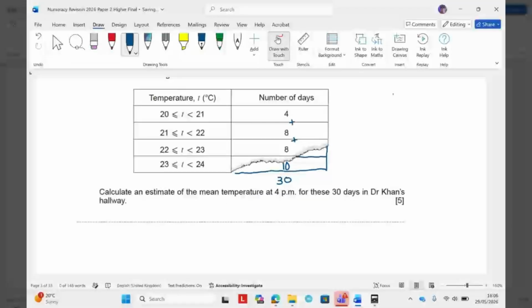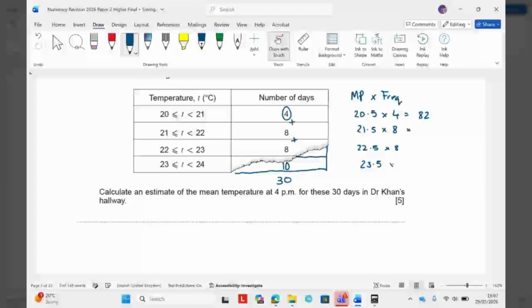An estimate for the mean would be you're going to do the midpoint times the frequency. So the first 4 days on average, let's say, were 20.5 times 4. That's 82. Correct me if I'm wrong. In your work, correct me if I make mistakes without using my calculator. 21.5 times 8, 22.5 times 8, and 23.5 times 10. That one I can do is 235.